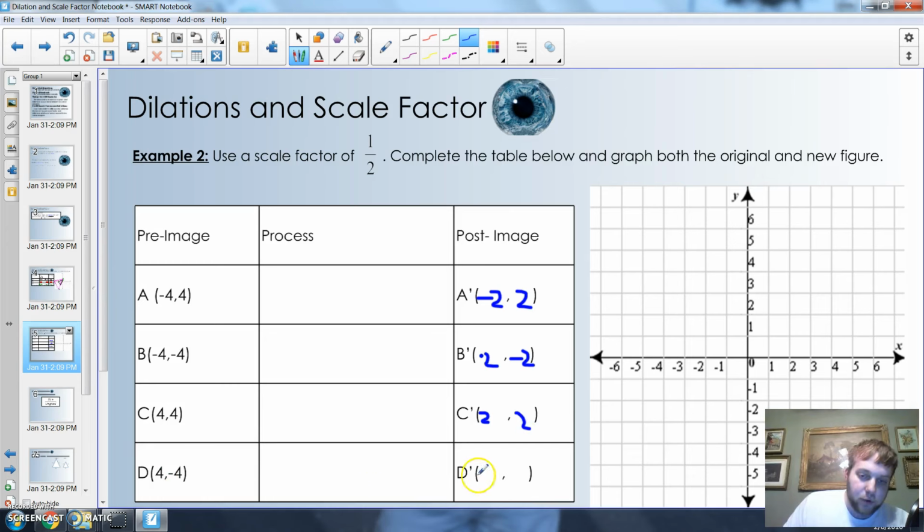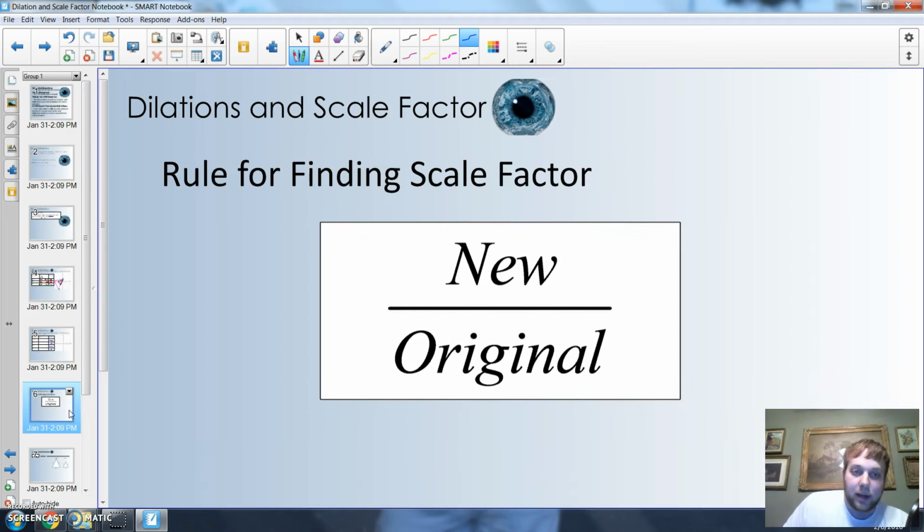1/2 of 4 is 2. 1/2 of -4 is -2. And then you plot both, and you can see the scale factor of 1/2 is actually going to be half as small. Have fun doing that, guys. I'm not going to do it. We're halfway there.